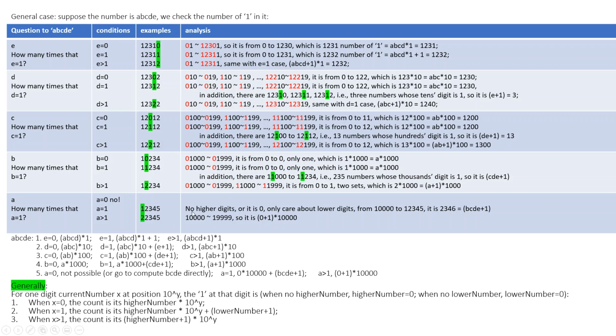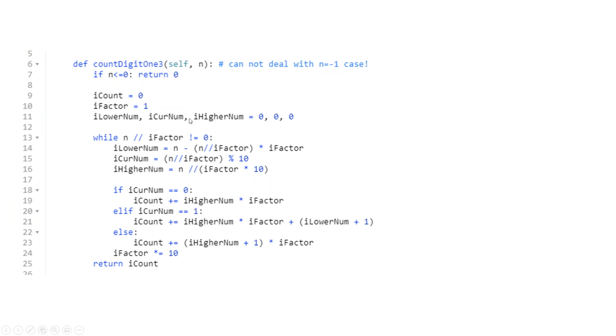So let's look at the code. This is my code, and I think it's rather easy to understand. Initially, if n is 0 or smaller than 0, we return 0, right? Because when I wrote this code, I forgot this line. Actually, there is a test case of n equal to minus 1. It's bad.